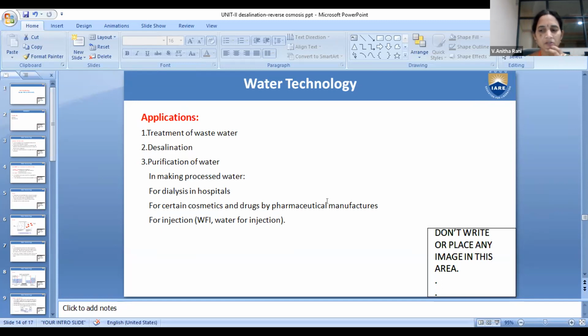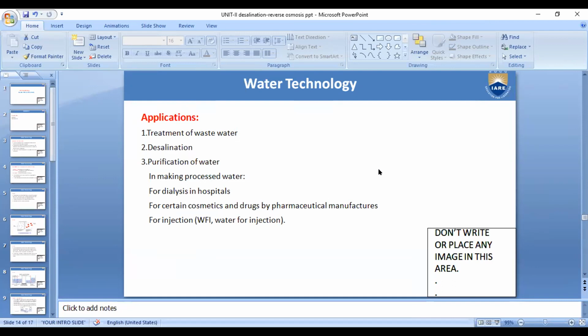Clear everybody? Yes, ma'am. So what are the lengthy questions you have to prepare in this module? EDTA method, ion exchange process, potable water process.